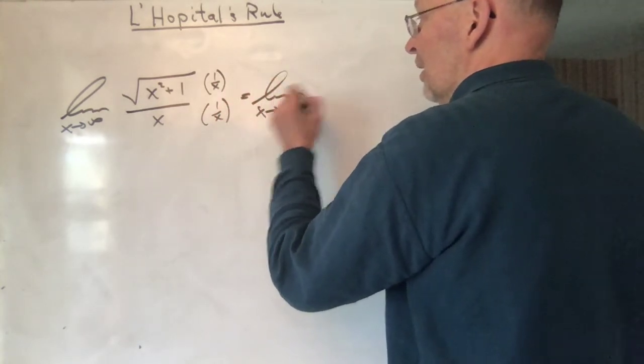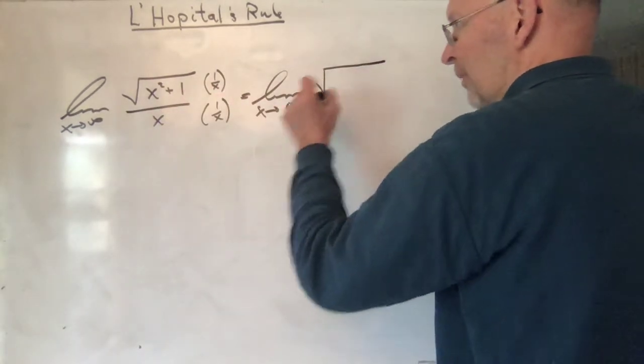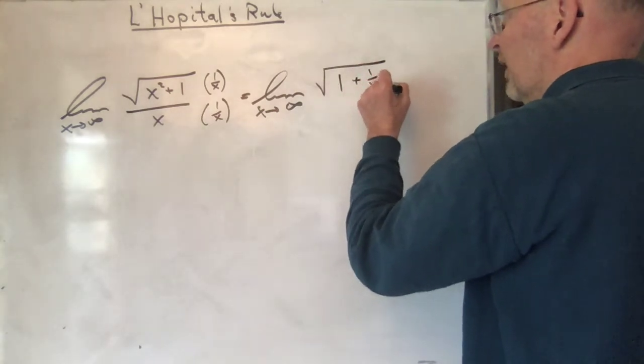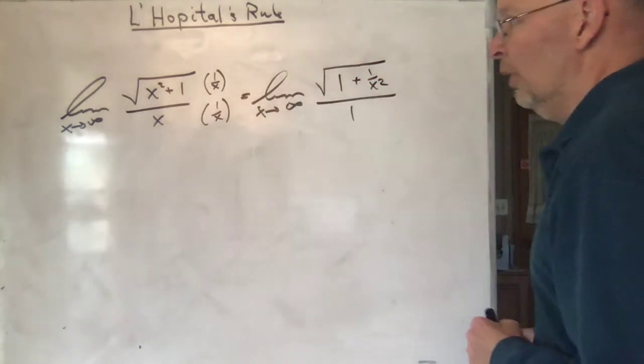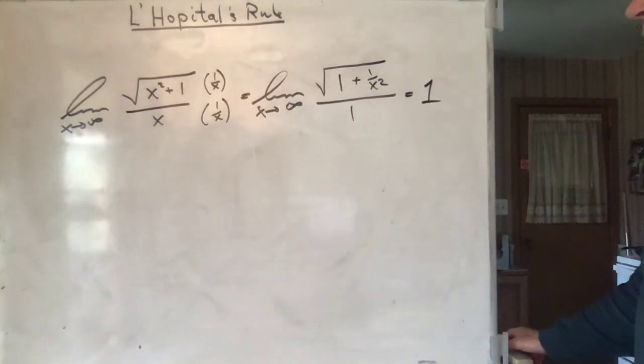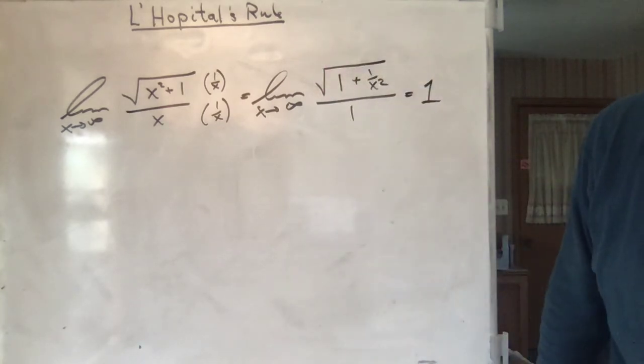Sometimes these work. Bring the 1 over x in. It's going to come in as 1 over x squared. X squared over x squared is 1, plus 1 over x squared. At the bottom you're going to get 1. Now as x goes to infinity, the answer is 1. Okay, so these are cases where you don't use it.